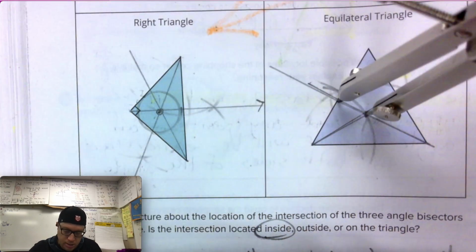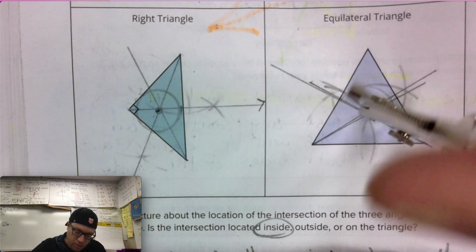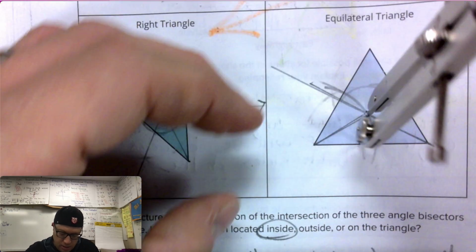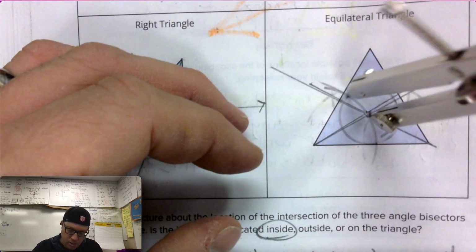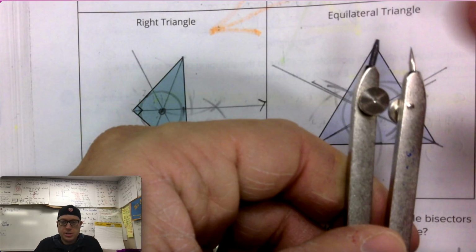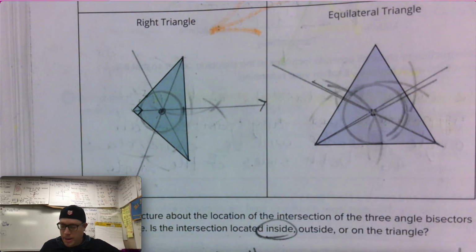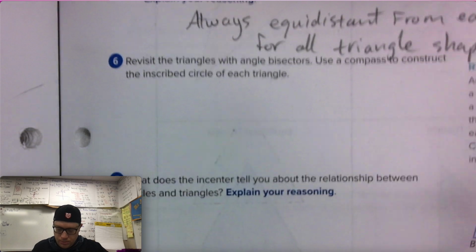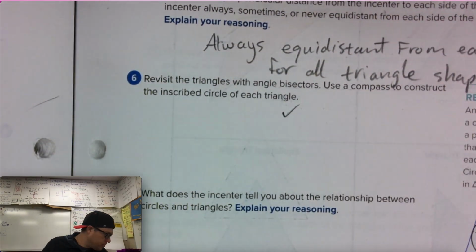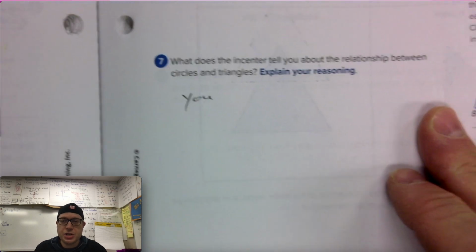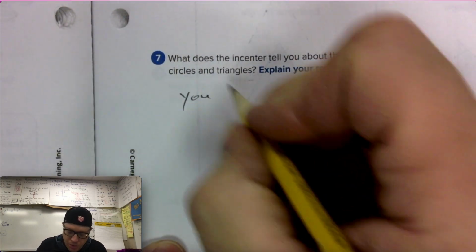Once again, for the equilateral triangle, this is kind of a whoops job. Inscribed, it should touch all three sides. This isn't as professional as I need it to be, but that's it. We're drawing the circles on the insides of all three triangles. Check. Okay, what does the incenter tell you about the relationship between circles and triangles?